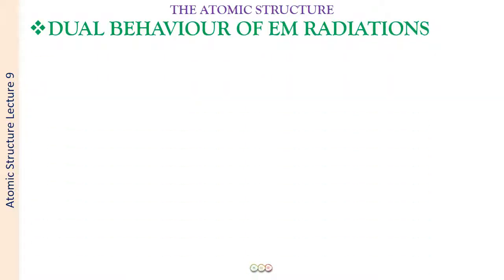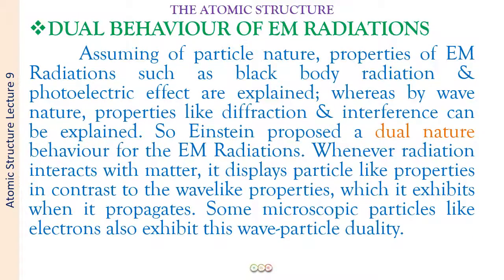Now we've studied quite a lot about the electromagnetic radiations. We studied about the electromagnetic wave theory, giving us many phenomena of the radiations that could be explained by the wave nature, and then we studied about the particle nature of the electromagnetic radiation. So assuming the particle nature, the properties of the electromagnetic radiations like black body radiation and photoelectric effect are explained, while by the wave nature, properties like diffraction and interference can be explained.